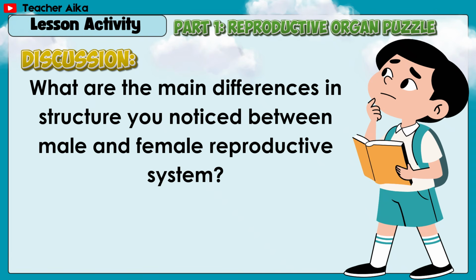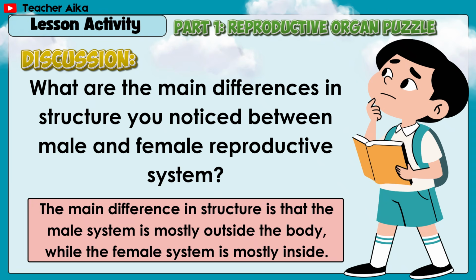What are the main differences in structure you noticed between male and female reproductive systems? Answer. The main difference in structure is that the male system is mostly outside the body, while the female system is mostly inside.